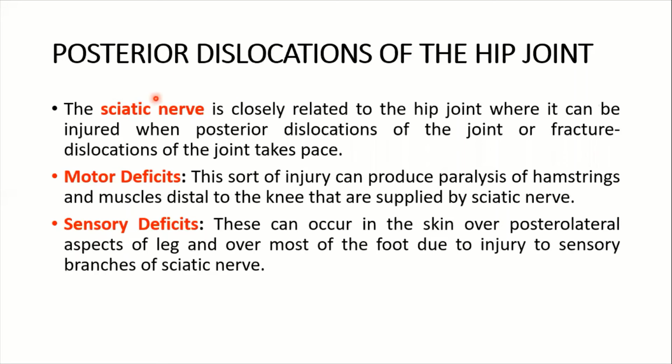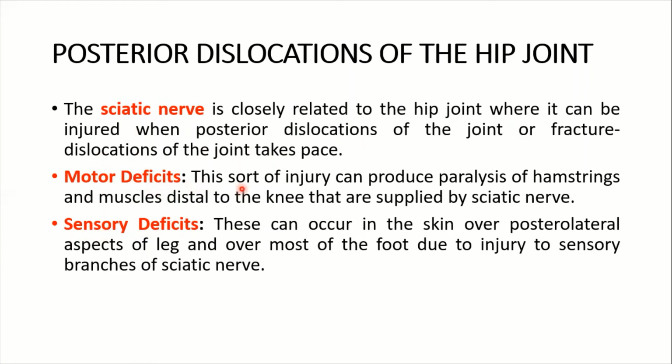So very important in the posterior dislocation of the hip joint, the sciatic nerve is closely related to the hip joint, where it can be injured when posterior dislocation of the hip joint or fracture dislocation of the joint takes place. What will happen if the sciatic nerve is injured?